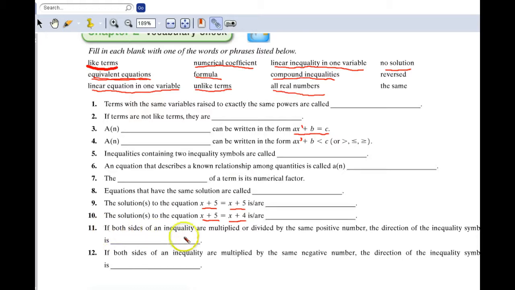Number 11, if both sides of an inequality are multiplied or divided by the same positive number, the direction of the inequality symbol is the same. That is, we don't change the direction. But, as you see in number 12, if you're going to multiply or divide by a negative number, then we have to reverse the direction of the inequality. Okay, well, again, I have the answer key somewhere, but I was doing these as if I were a student and looking them over and checking them out. Let's go on.